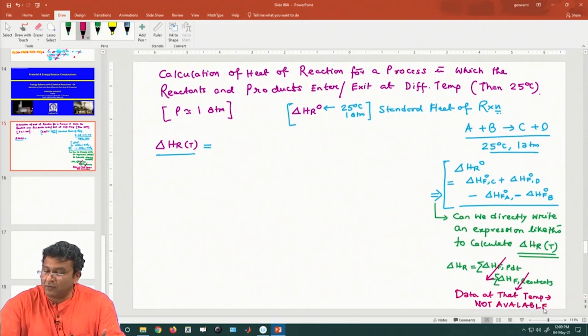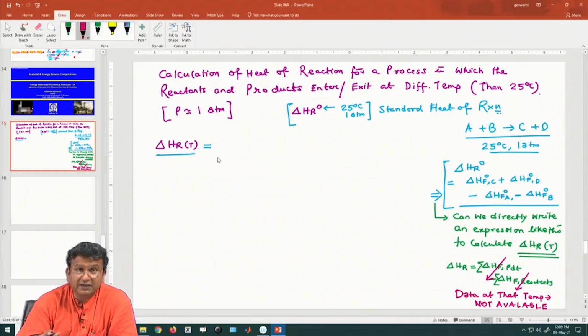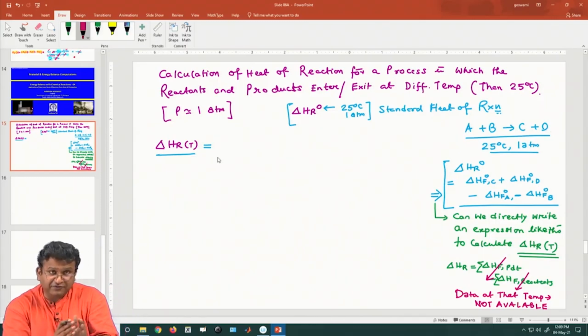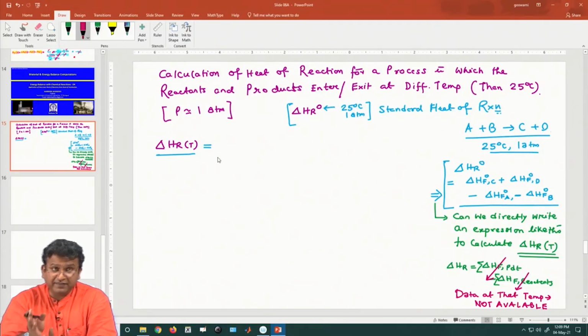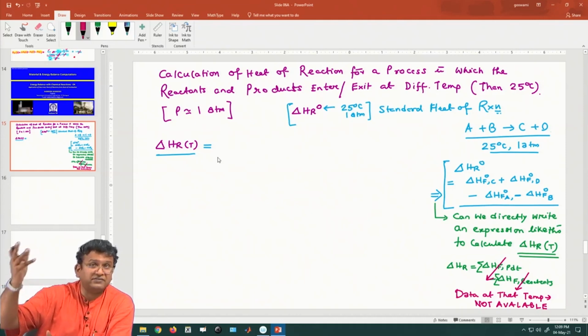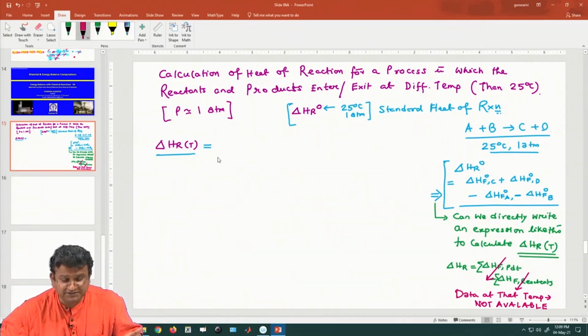So, what is the way out? The way out is very simple. You essentially need to think that as if your reactants are brought down to a temperature of 25 degree centigrade, the reaction takes place over there, and then the products are heated up back to whatever is the exit temperature. The reactants and the products can be at the same temperature.